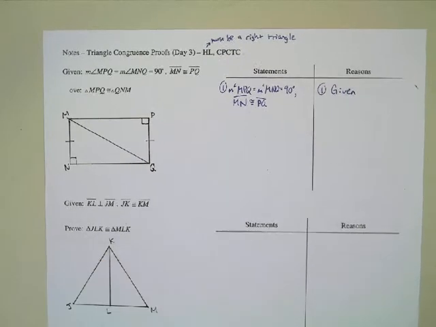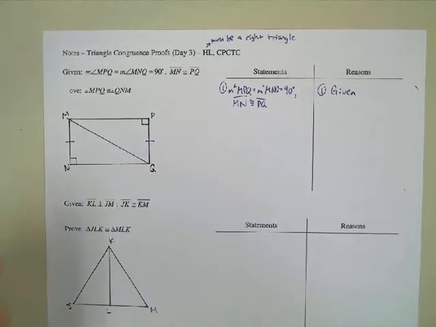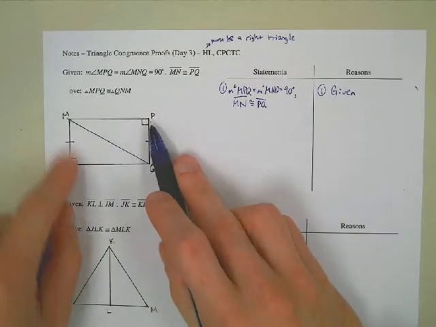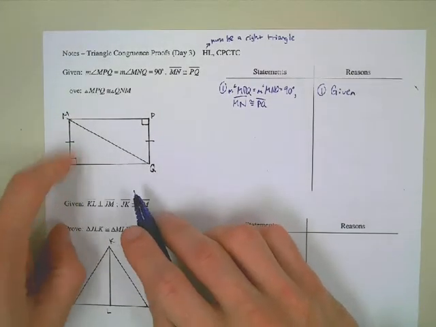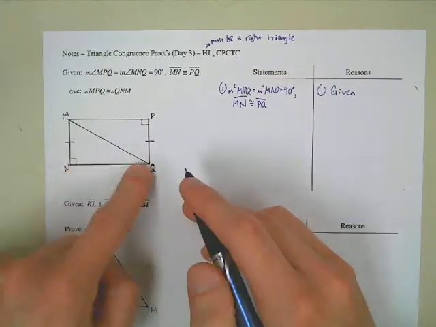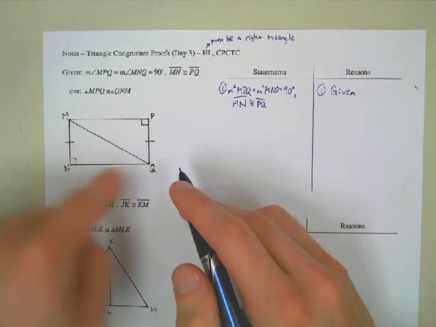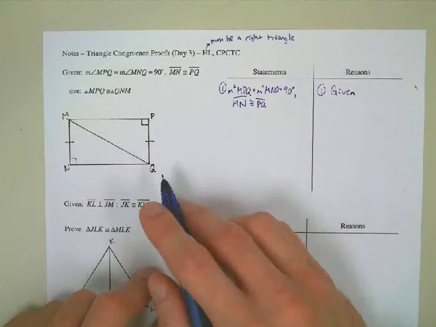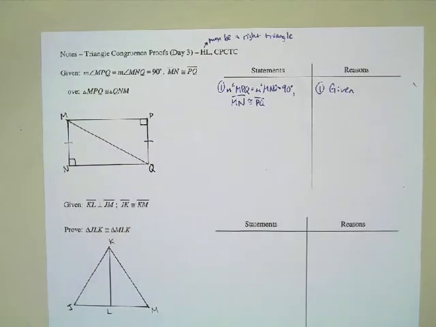Okay, so if you look here, we've got MN and PQ. Is that a hypotenuse or a leg of our right triangle? So for example, MN, is that a leg or hypotenuse? It's a leg. How do you know it's a leg, by the way? What makes it a leg? It's not two lines together.